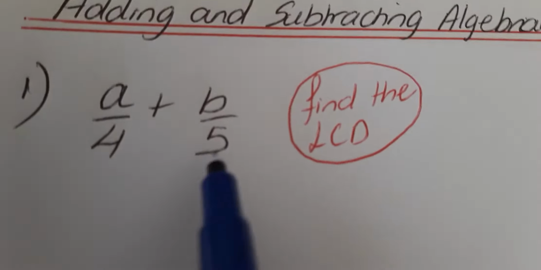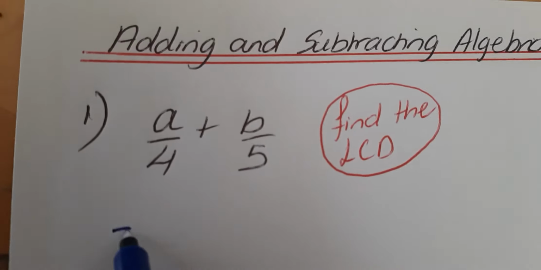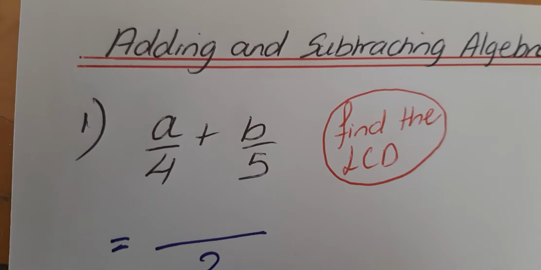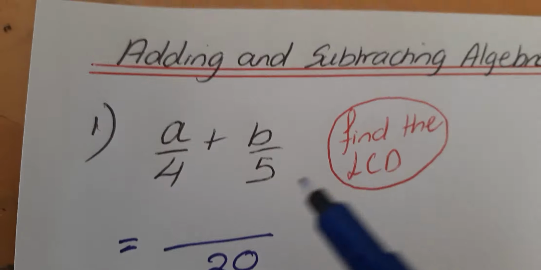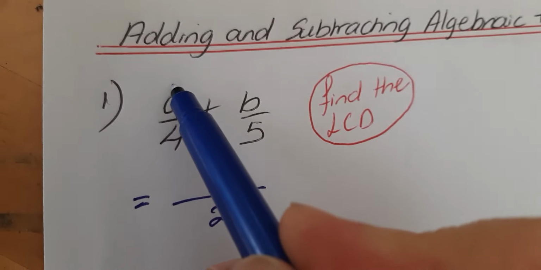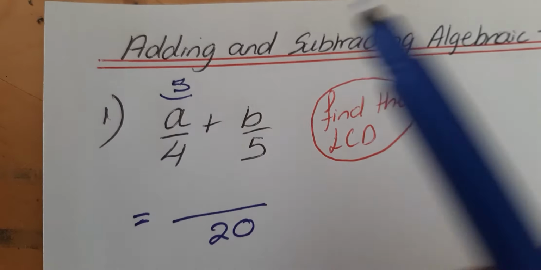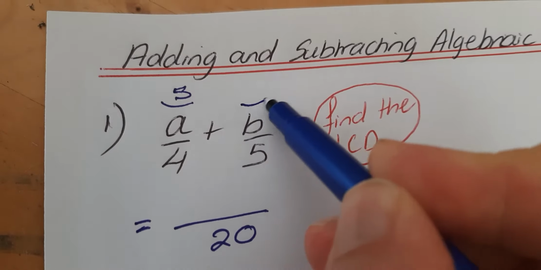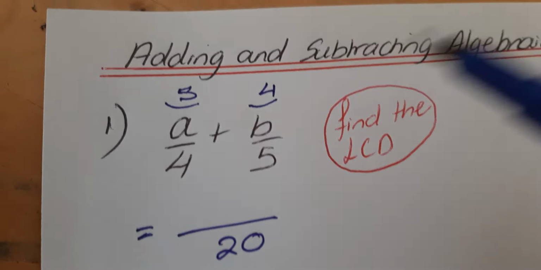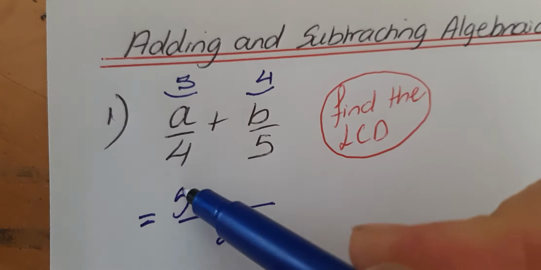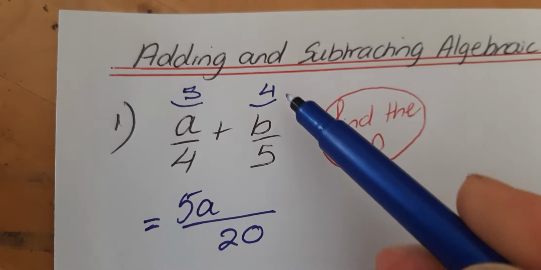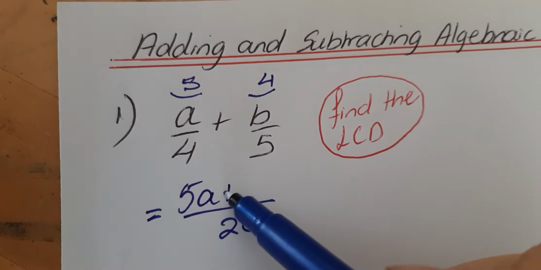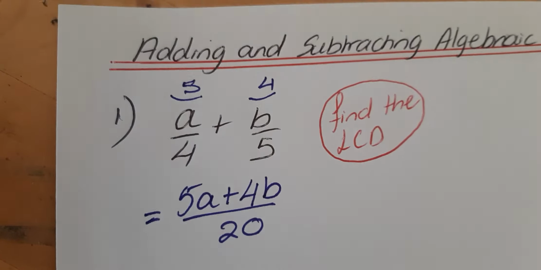Right, we see a 4 and a 5 in the denominators here. The lowest common denominator is 20 because they both go into 20. 4 goes into 20 5 times, so we can put a 5 here. 5 goes into 20 4 times. 5 times A is 5A. And 4 times B is 4B. Put that plus in the middle.